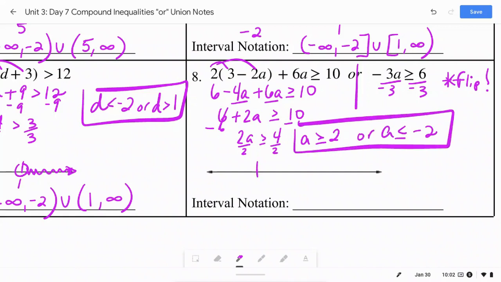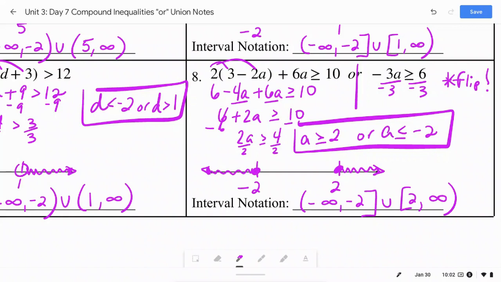So now on our number line, -2 would come first, then +2. They're both going to have closed circles. -2 is less than, so shade to the left. +2 is greater than, shade to the right. So our interval notation would be -infinity, -2 with a bracket since it's a closed circle. And then a U, +2 with a bracket since it's a closed circle to +infinity.